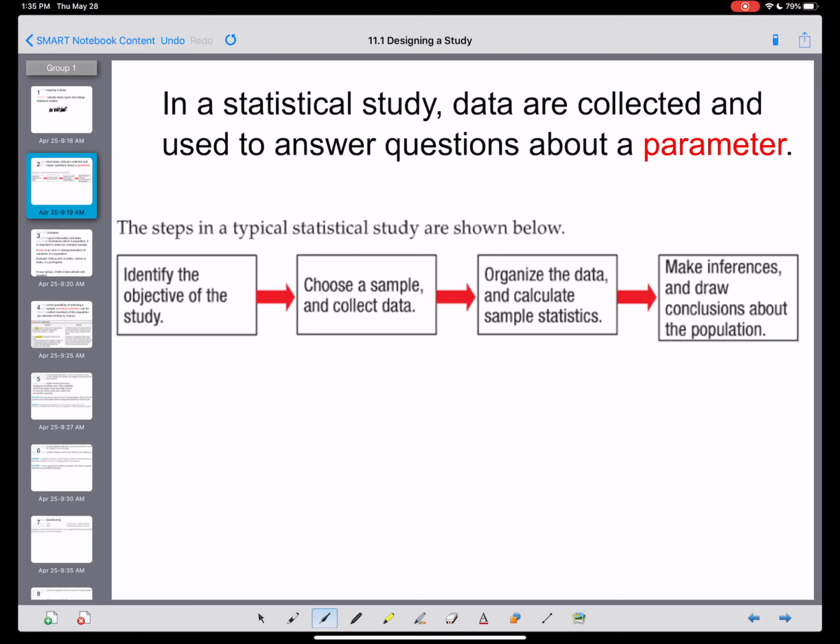The steps of a study are: identify the objective, choose a sample, collect data, organize the data, calculate sample statistics, make inferences, and draw conclusions about the population. A lot of you guys are heading to stats next year, and that's what a lot of this is going to be about.